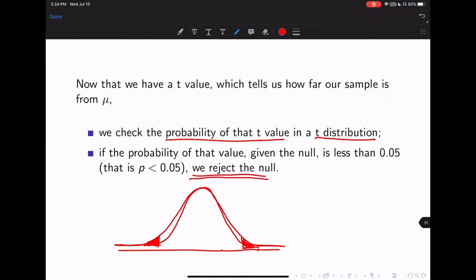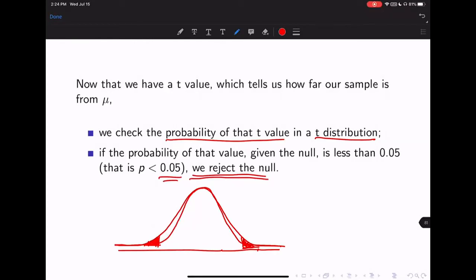If you find that this process is super convoluted, just know that it is. Again, we set up the null distribution, right? We check where our sample mean falls with the t-value. Now that we have the t-value, we construct a t-distribution, and we ask what's the probability of that t-value, right? If the probability is less than 0.05, we think our data is not probably consistent with the null hypothesis.